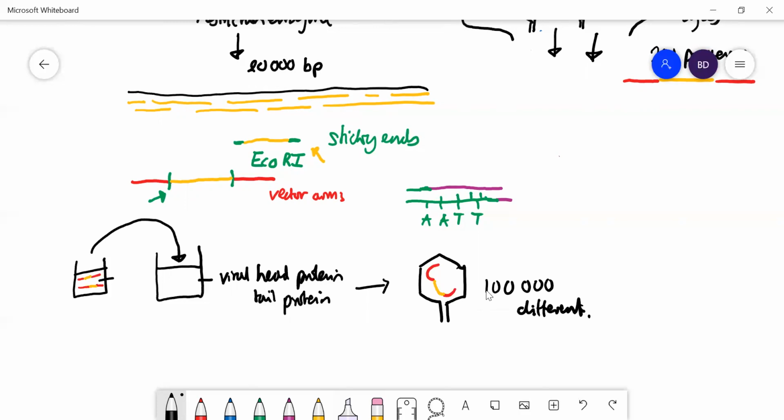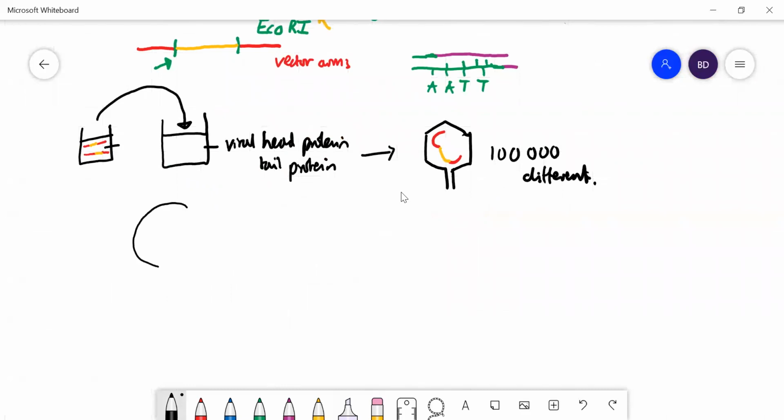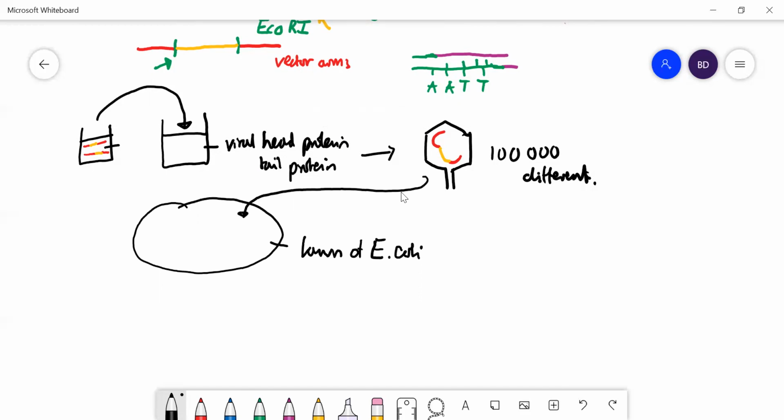Now you've got to reproduce those, and the way you do that is you get a Petri dish. On here you grow a lawn of E. coli. So you put enough E. coli on there, and you allow it to multiply so that it covers the entire surface of the Petri dish with a very thin layer of E. coli. Then you get all your mixture of your viruses, and you chuck it on there.